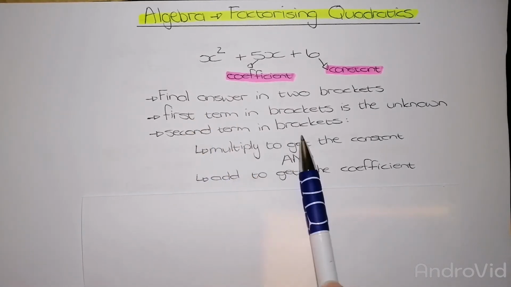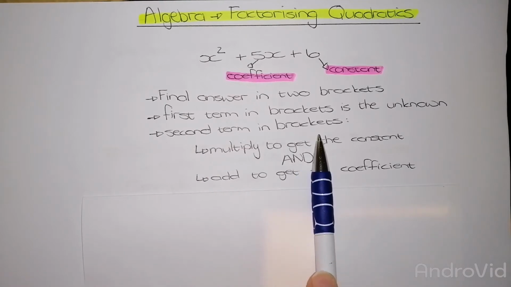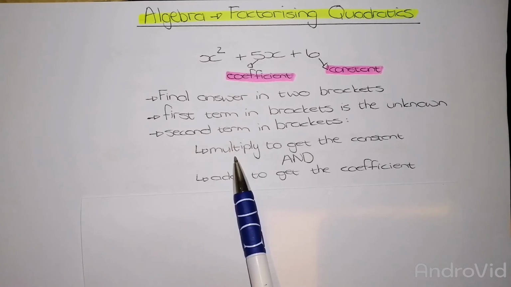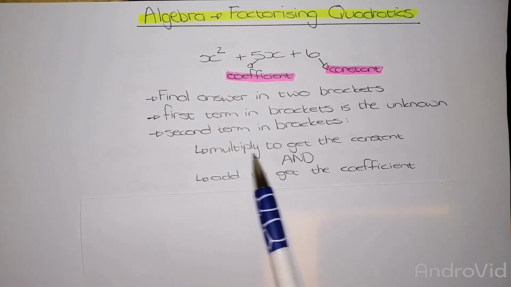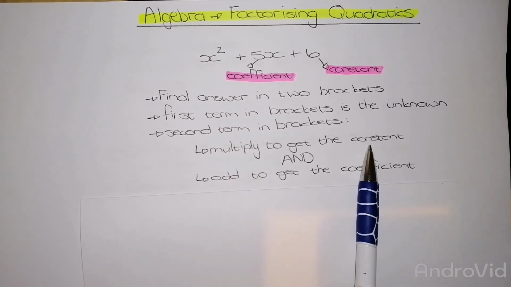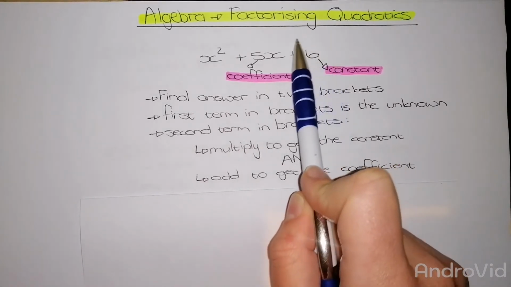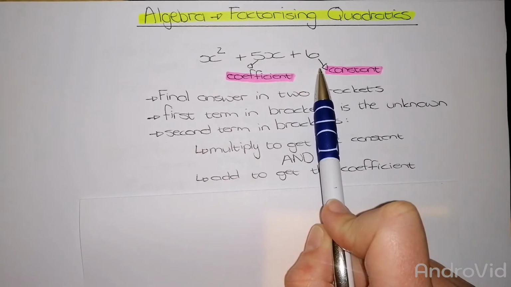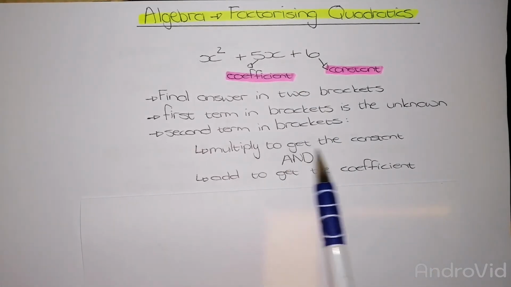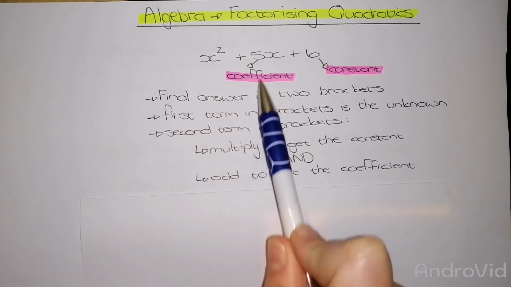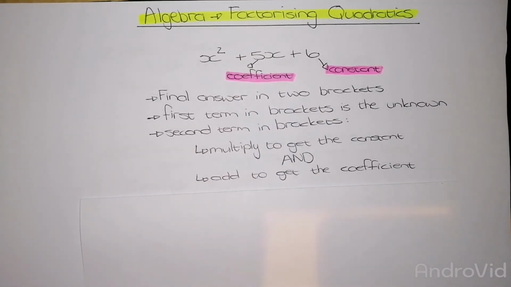The third point is the second term in my brackets is going to be a number, and these two steps are how we're going to figure out what that number is. The first one is that whatever the numbers are has to multiply with each other to get the constant, the last term. And those exact same numbers that we multiplied to get the constant, when we add them together, they need to give me the coefficient.